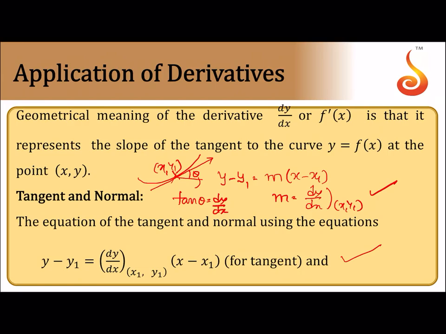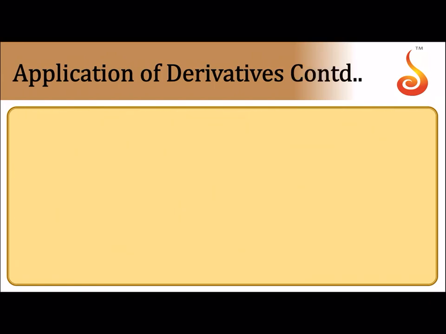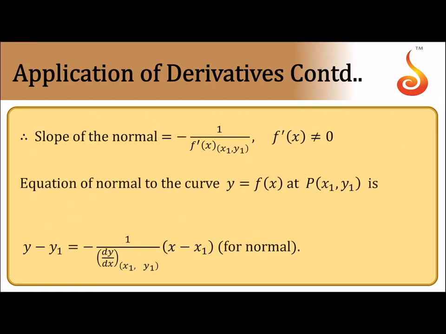So this is the curve, and at any point this is the tangent. This is angle theta. So tan theta is equal to dy by dx. What is this point? x1, y1. Next one: the slope of a normal will obviously satisfy m1 m2 equal to minus 1. The equation of normal will be y minus y1 equal to minus dx by dy into x minus x1.